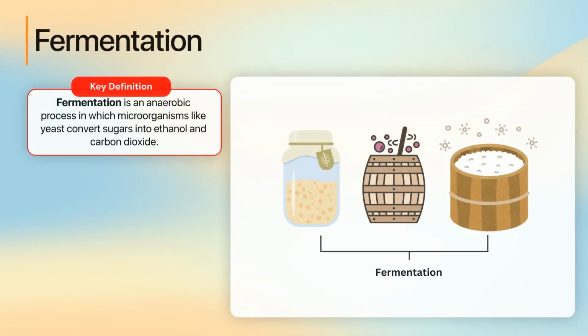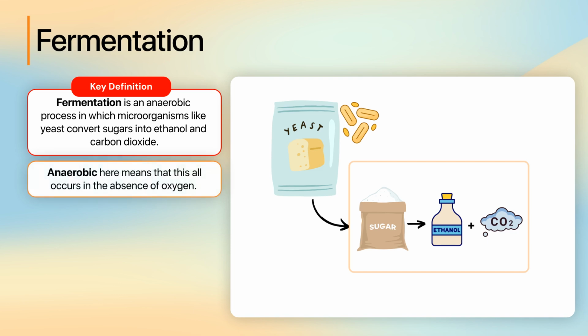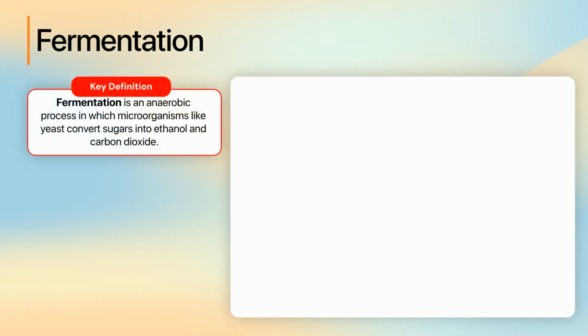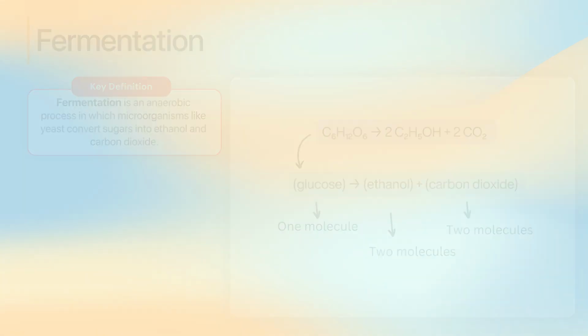Fermentation is an anaerobic process in which microorganisms like yeast convert sugars into ethanol and carbon dioxide. Anaerobic here means that this all occurs in the absence of oxygen. During fermentation, the chemical process can be described with the following equation. Glucose makes ethanol plus carbon dioxide. This shows that one molecule of glucose is broken down into 2 molecules of ethanol and 2 molecules of carbon dioxide. Yeast enzymes such as zymase facilitate this reaction and speed it up.